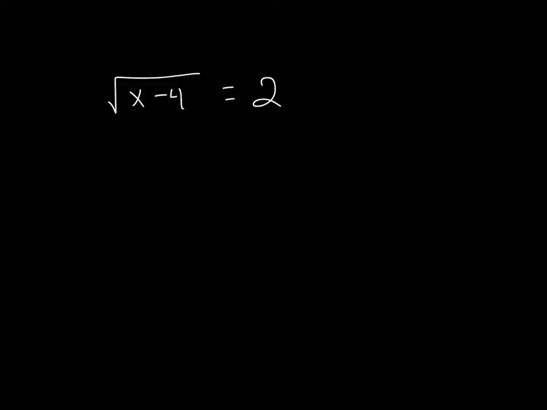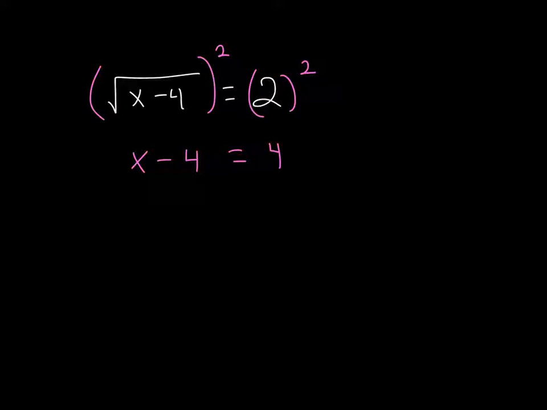Okay, this one looks a little bit different. We do have the radical by itself, so we are ready to square both sides. Remember, the square and the square root cancel. So whatever your radicand is what we have left. So we have x minus 4, and then 2 squared is 4.